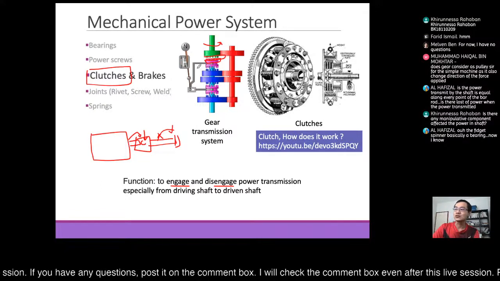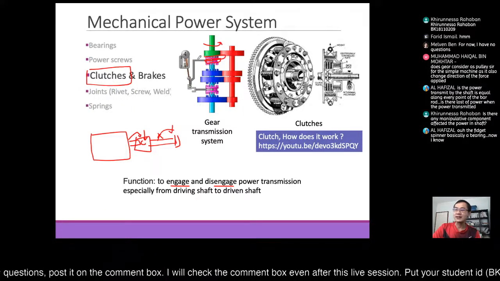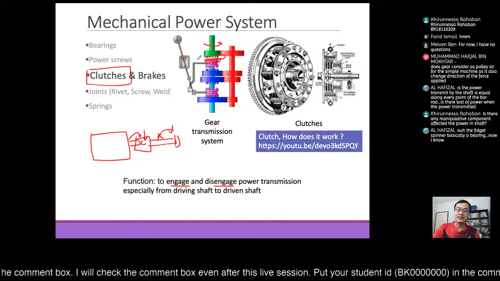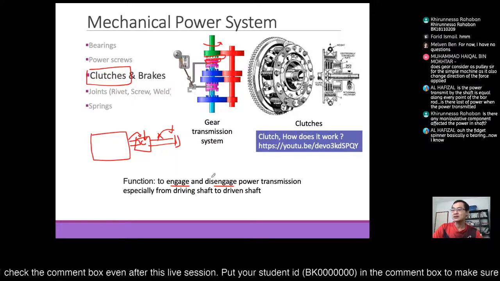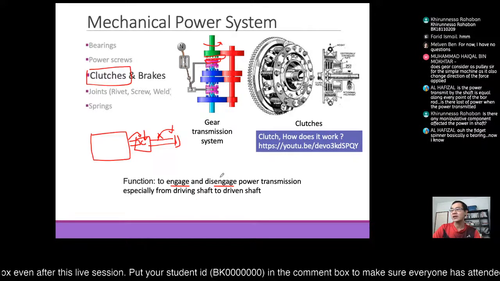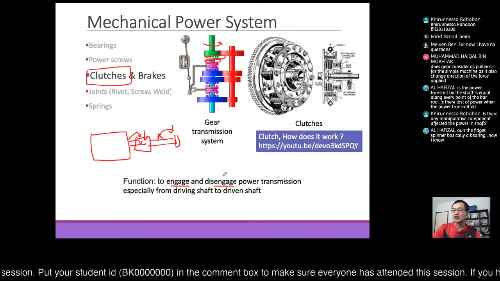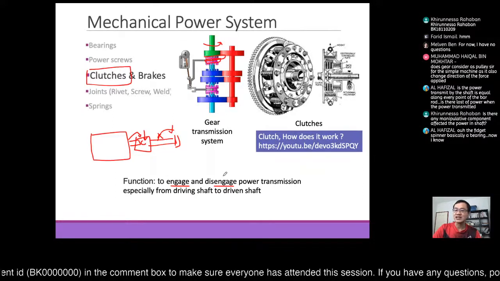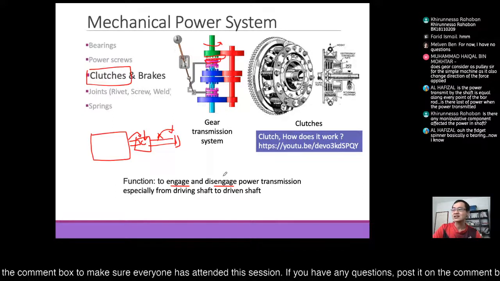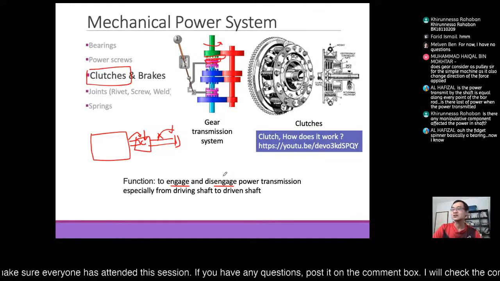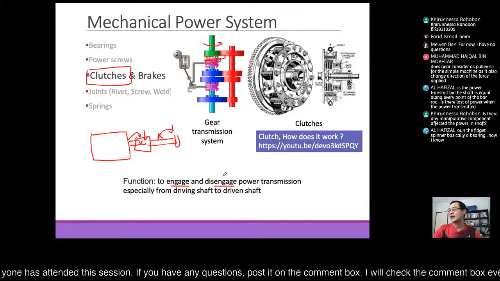So to prevent that, we temporarily disengage without stopping the engine. This is the function of the clutch, to temporarily disengage. Or sometimes we always want it disengaged, and when we press, we engage it. It depends on what you want to use it for and when.